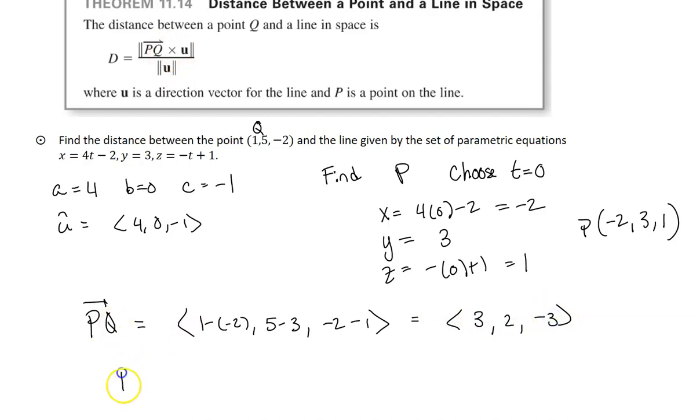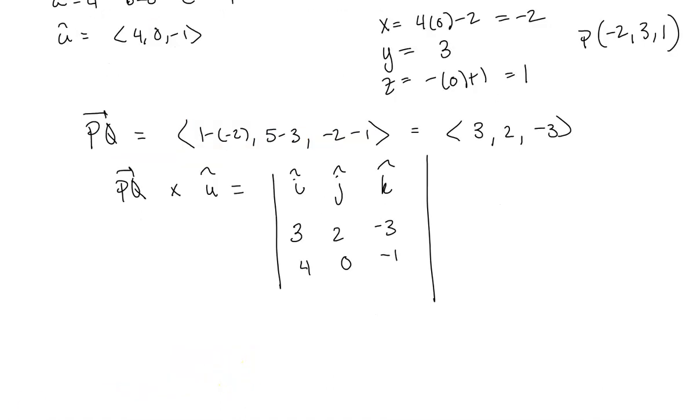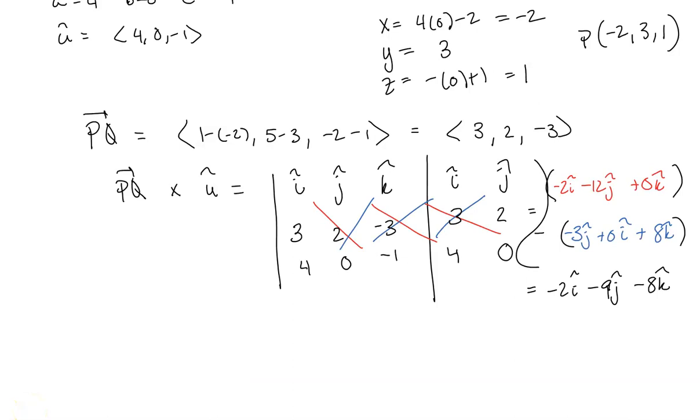The next part is I need PQ cross U. So I've set up my determinant with I, J, and K, and PQ and U. And when I follow through that determinant, I get negative 2I minus 9J minus 8K. So D, the distance, is the magnitude of that vector PQ cross U divided by the magnitude of U.